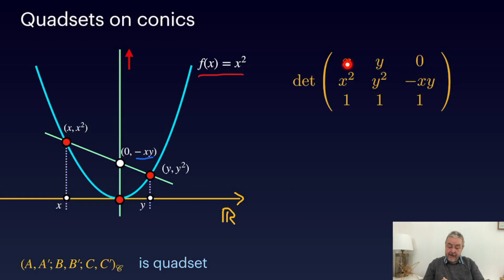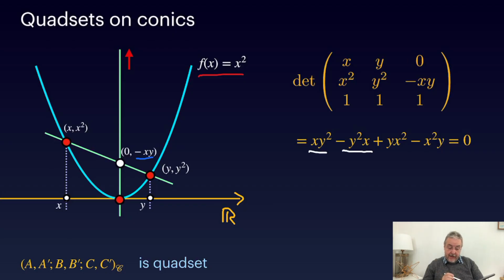So you have x squared 1, y squared 1, and our white point 0 minus x 1. And well, if you calculate the determinant, it's just obvious that it has to be 0. So you get x times y squared, this is this term here. You get y times minus xy, which is this term here. Then you get 0 times something, which doesn't count.